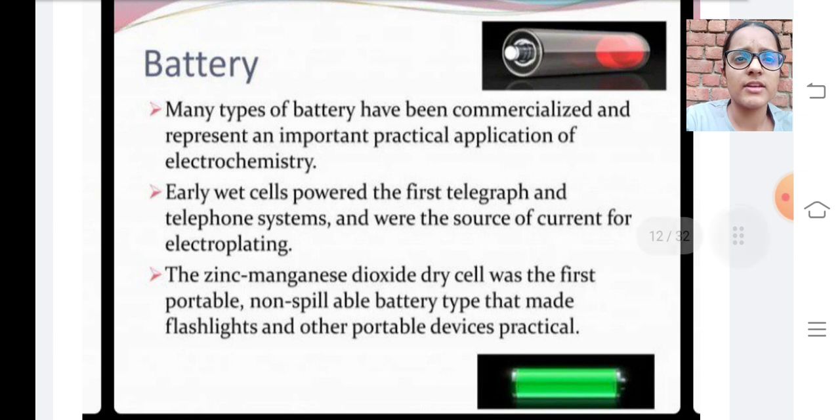Battery. Many types of battery have been commercialized and represent an important practical application of electrochemistry. Early wet cells powered the first telegraph and telephone systems and were the source of current for electroplating. The zinc manganese dioxide dry cell was the first portable, non-spillable battery type that made flashlights and other portable devices practical.